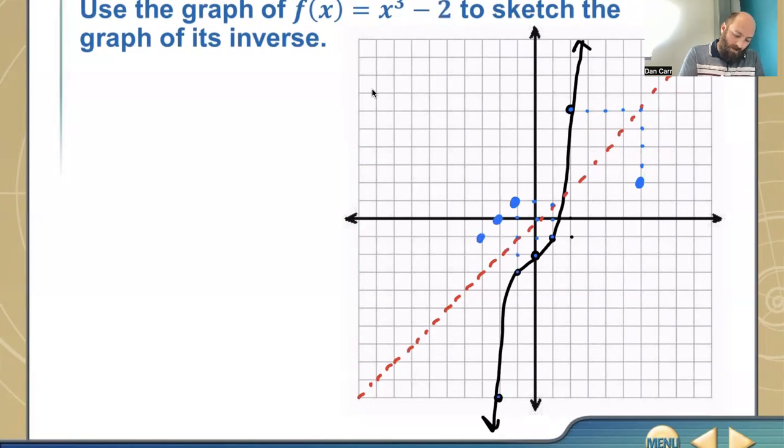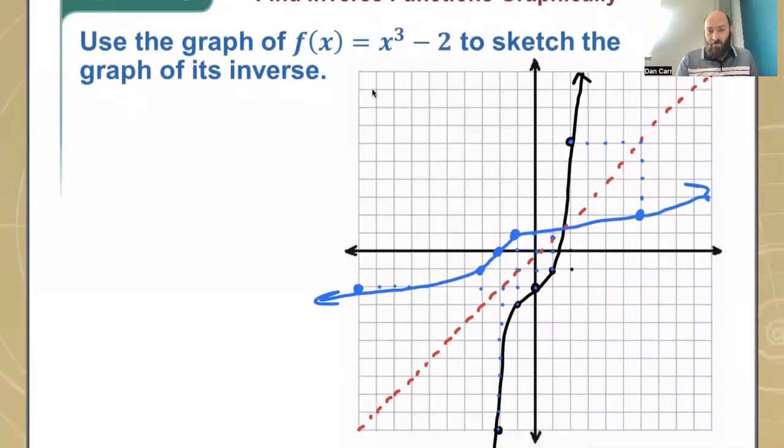But down here, I've got 1, 2, 3, 4, 5, 6, 7, 8. It's a little bit tough to see on the side, but here's my points connected. There. So that's my sketch of the inverse.